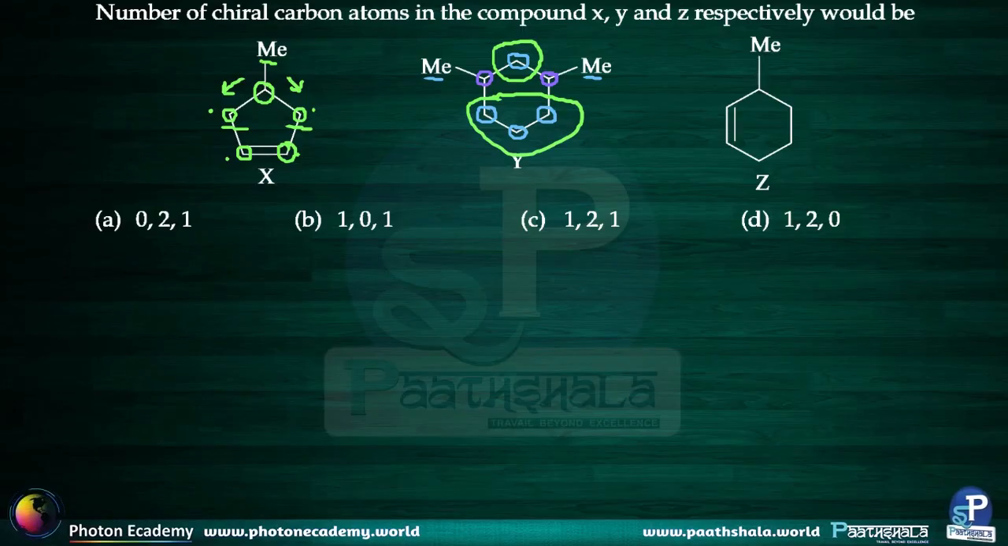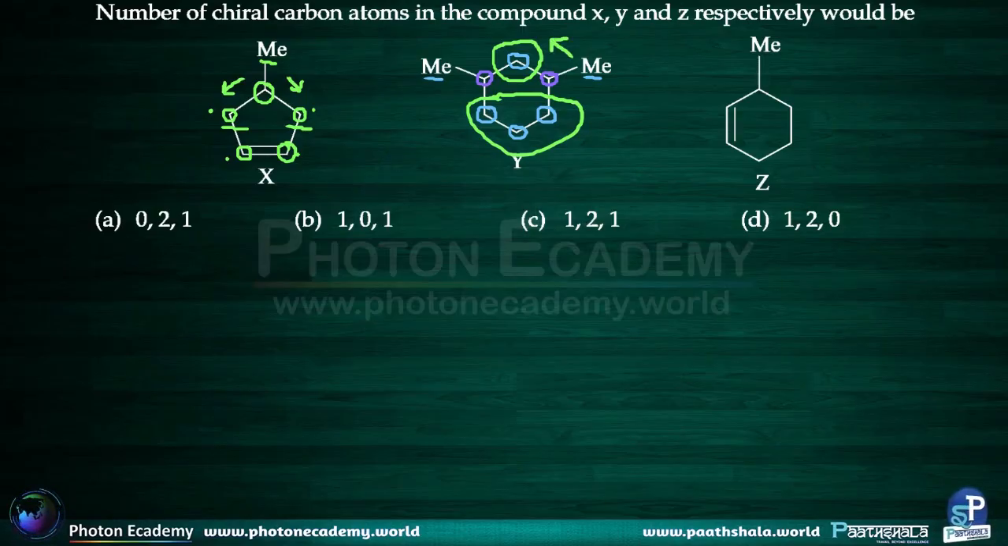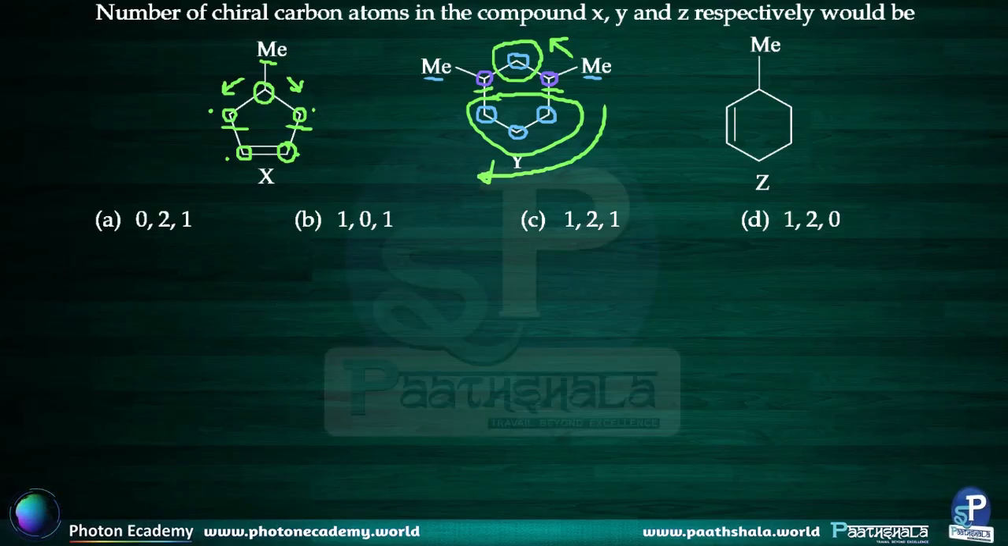So essentially, when I travel in this direction, I get only one CH2 group, but when I travel along this direction, I am going to get a total of three CH2 groups. Hence, we can say that this atom is going to be chiral. Similarly, this carbon atom here also is going to be chiral. Thus, there are two chiral carbon atoms.